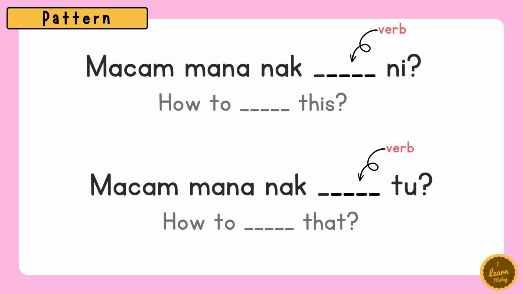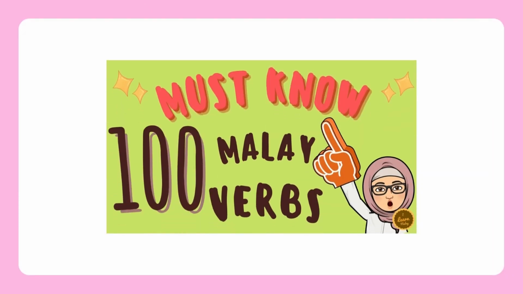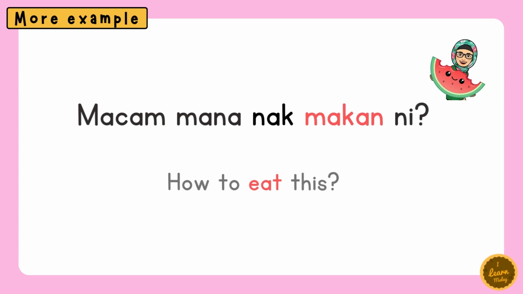Now let's make more sentences using verbs with this pattern. If you haven't learned the 100 must-know Malay verbs yet, click on the lesson to learn more. Let's check out the next sentence. Macam mana nak makan ni? How to eat this?